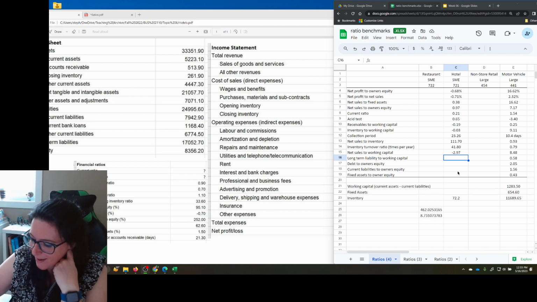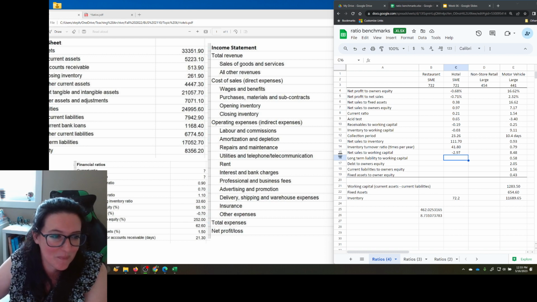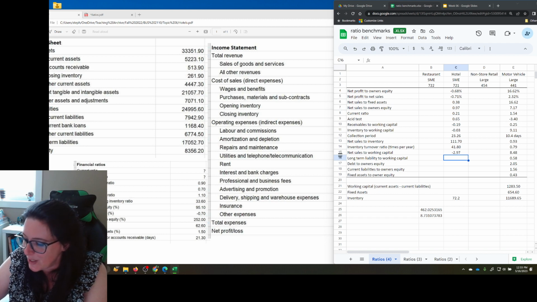All right. We got a couple left here. We have looking at our long-term liability to working capital, our debt to owner's equity, our current liabilities to owner's equity, and our fixed assets to owner's equity. So let's go through the last of these. All right, so we are looking at long-term liabilities to working capital.